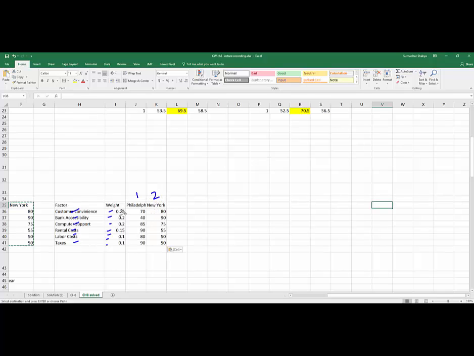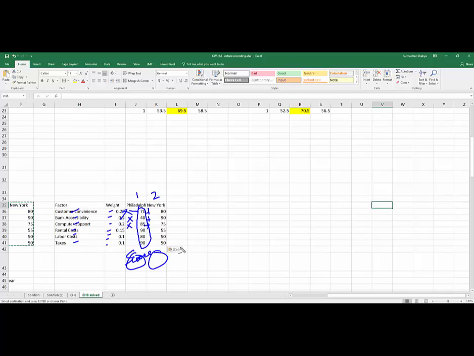So first thing we want to do is, given these weights, come up with a combined score across the different categories, such that we have one score for Philadelphia and one score for New York, so that we can say which one is better. This is 0.25 times 70, 0.2 times 40, and so on. Then whatever the resulting numbers of these products are, we keep adding them up, such that we can say whether the score for Philadelphia or New York is better.